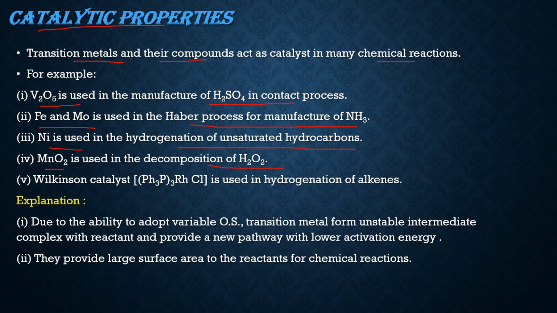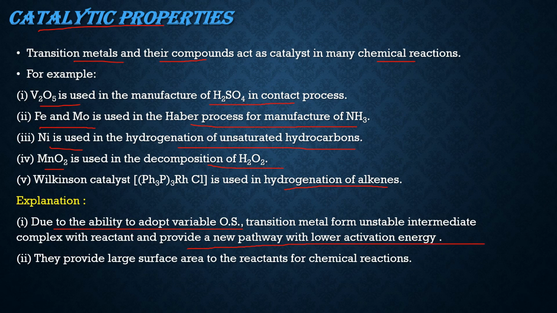Similarly, Wilkinson catalyst, that is [(PPh3)3RhCl], is a complex of rhodium. It is used in the hydrogenation of alkenes. Now, the reasons why they show catalytic property are: first, the ability to adopt variable oxidation states. Transition metals form unstable intermediate complexes with the reactant and provide a new pathway with lower activation energy.